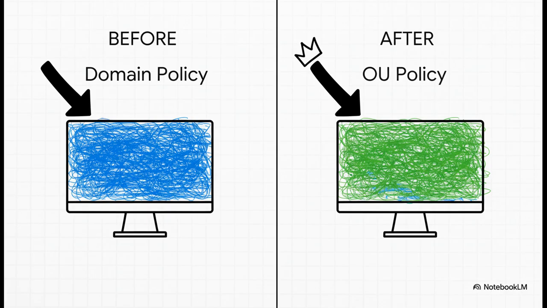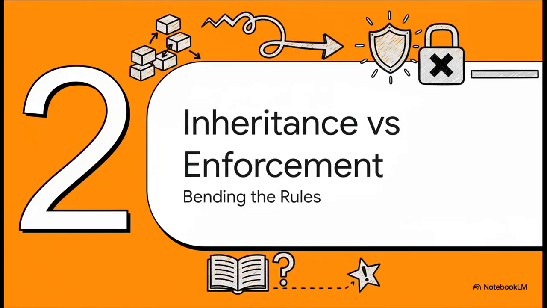Let's make this real. Imagine your main domain policy says every desktop wallpaper is blue. But then, a more specific policy, just for the marketing OU, says, nope, our wallpaper is green. Well, for every user in that marketing OU, their wallpaper is going to be green. Why? Because the OU policy was processed last, and it just overwrote the domain setting. Simple.